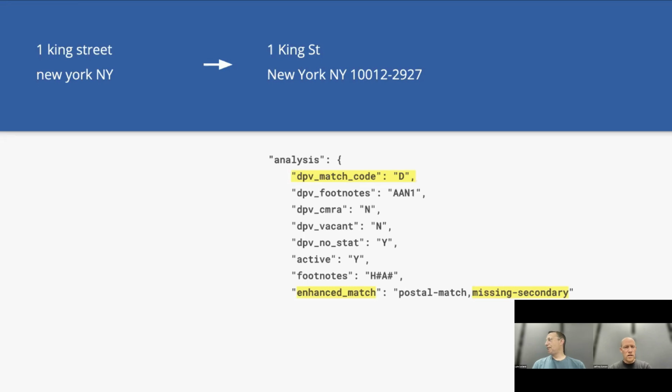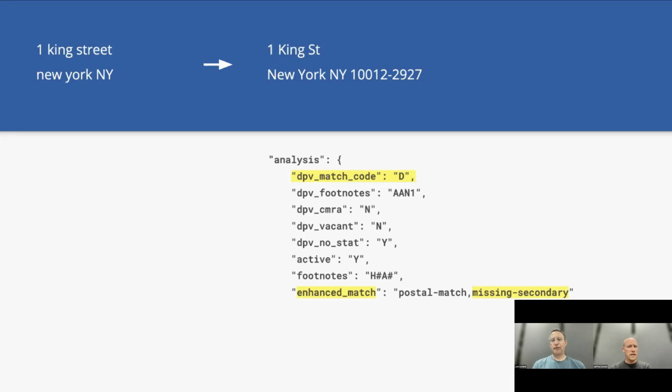Lyle, is it still a good address if it doesn't have a secondary? Well, we know that the base address is good. When you get a DPV match code of D, it's only a problem with the secondary portion, right? So 1 King Street is real. It's just that the U.S. Postal Service data has subunits for that address. So we suspect that you are missing an apartment number. We'd recommend in this case that you go back to the person who submitted the address and just double check with them. Are you missing an apartment number? Would you like to add that?